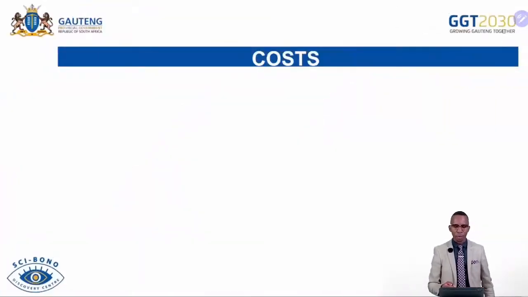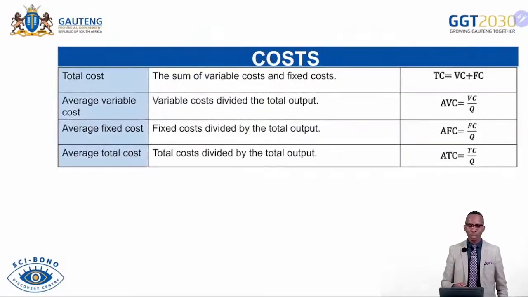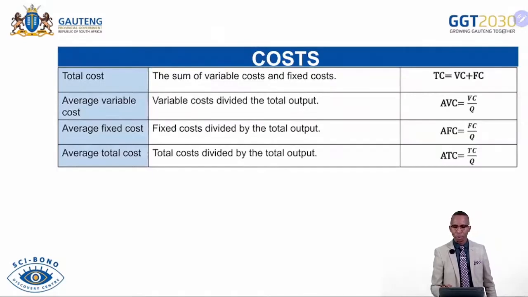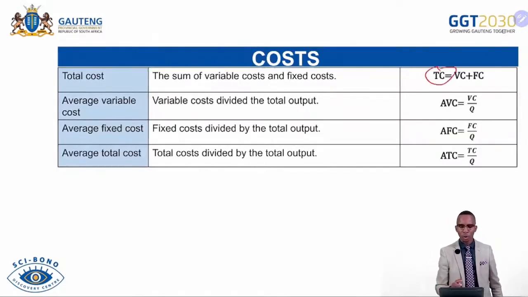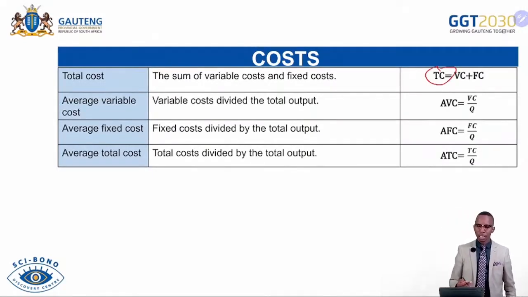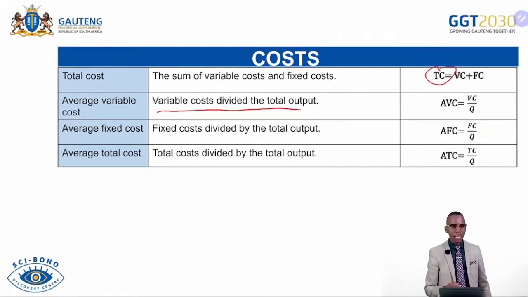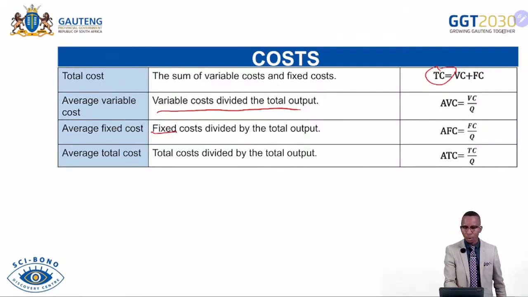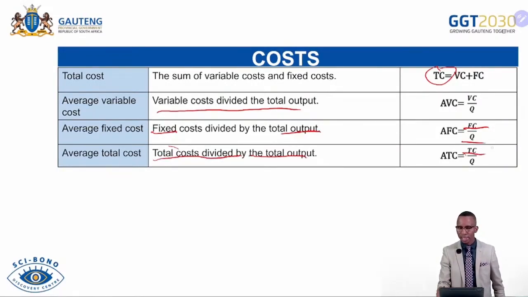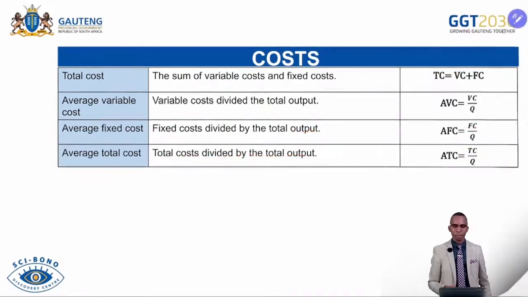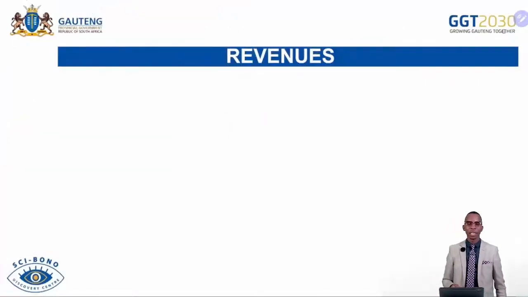We continue with the total cost. This is known as the sum of variable cost and the fixed cost. Put them together, and we get what we call the total cost or the TC. Average variable cost is the variable cost divided by the total output: AVC equals VC over Q. Average fixed cost is the fixed cost over the output, meaning AFC equals FC over Q. And then average total cost is the total cost divided by the output or the quantity, so it is TC over Q.